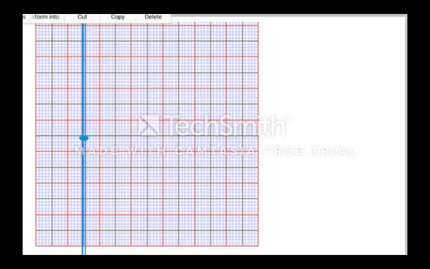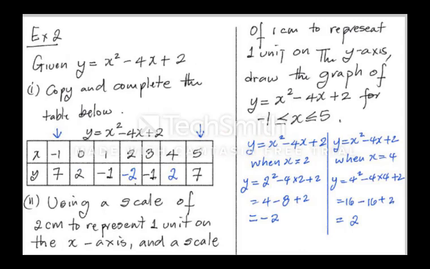All right, so we'll put in our vertical axis. Let's label it. Our vertical axis is our y-axis. Let's put in a horizontal axis. Again, go back to the table of values to get a rough idea as to where to put it.